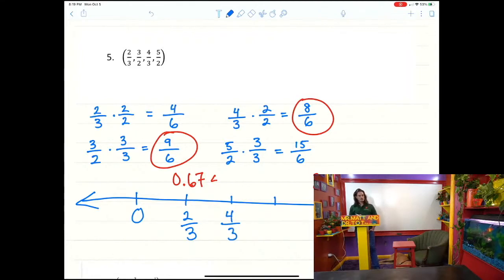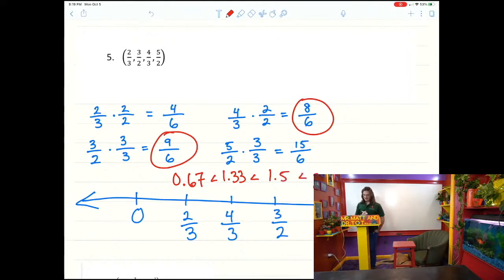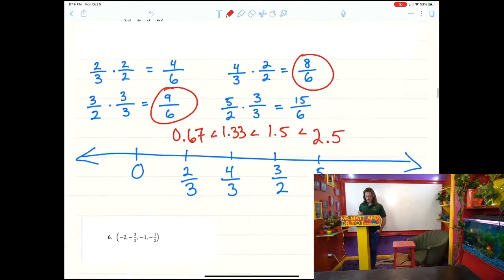If there are any questions, please let me know. Otherwise, I'll give you 1 minute. Please look at number 6, and then we're going to move on to the properties of addition and multiplication.